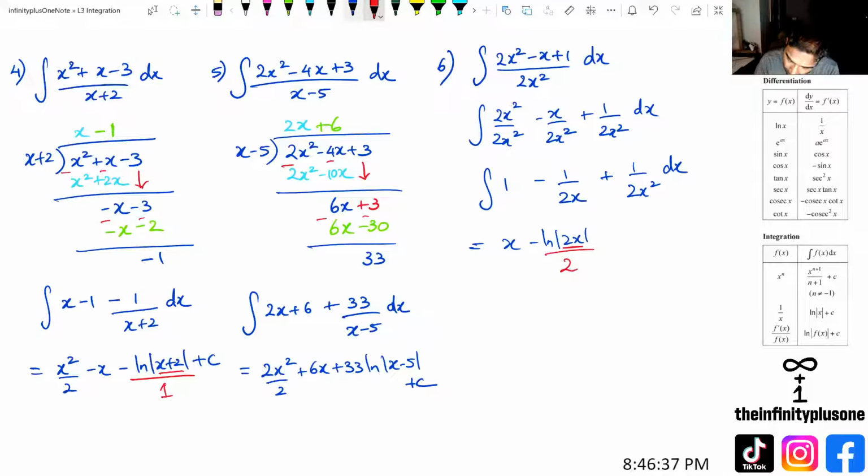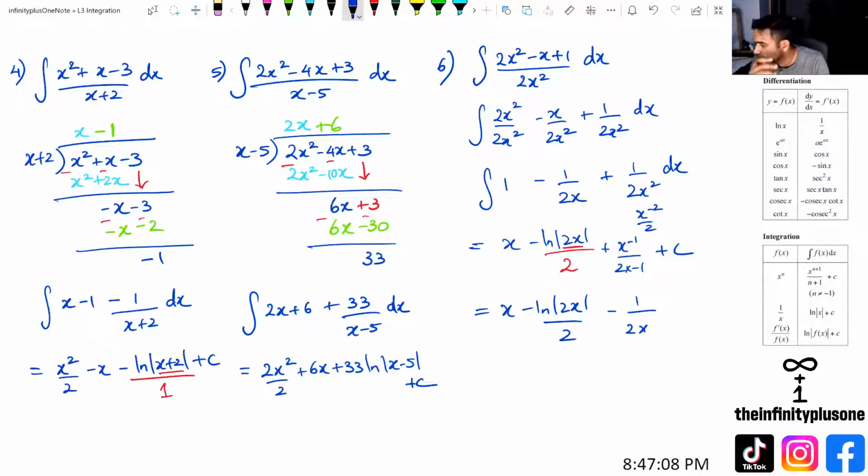And then here I would have had to write this in the numerator, which means I would have got x to the power of negative 2 over 2, which means I would have actually got x to the power of negative 1 over 2 times negative 1 plus c is what I should have got. So I should have ended up with x minus ln of 2x over 2 minus 1 over 2x plus c is what I should get as the final answer.